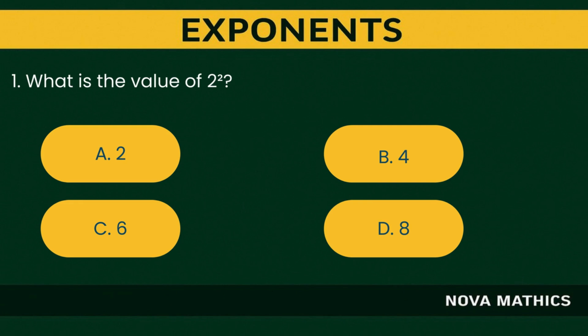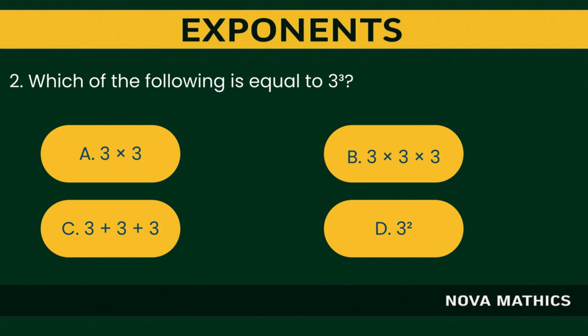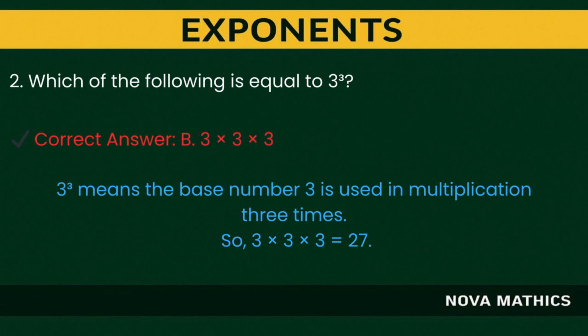1. What is the value of 2 squared? Correct answer is 4. 2 to the power of 2 means 2 times 2, which equals 4. 2. Which of the following is equal to 3 to the power of 3? Correct answer is 3 to the power of 3, which means 3 times 3 times 3, which is 27.